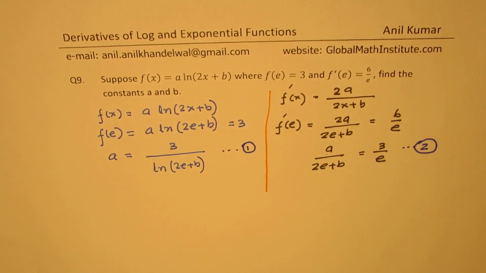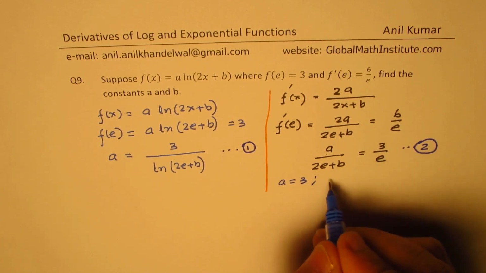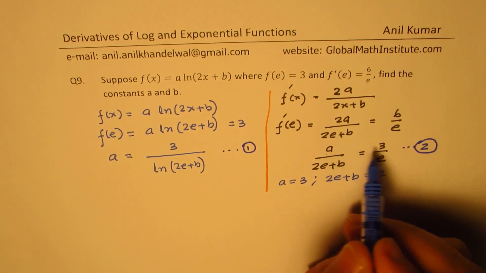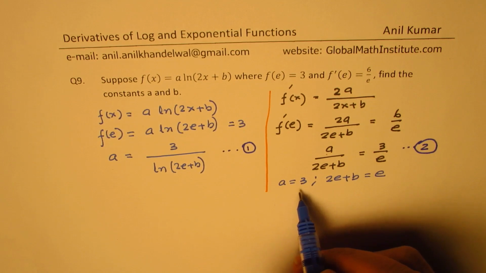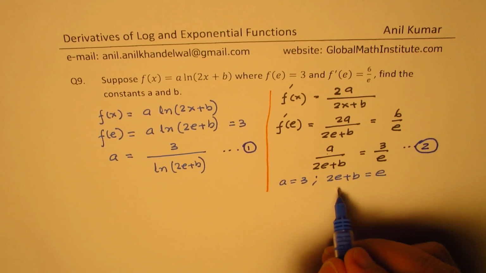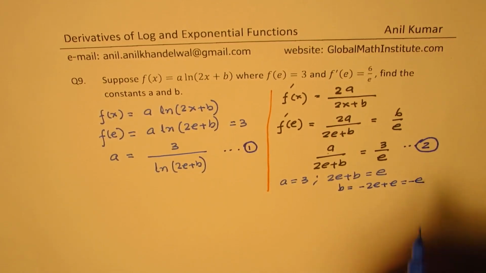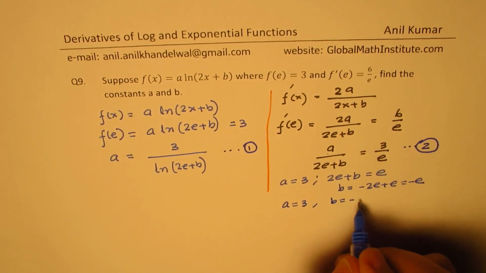So from here, we could write down that a equals 3, and then 2e + b equals e. Do you see that? We equated numerators and denominators to get our two different equations. So if a is 3, then 2e + b is e. Let's solve for b now. So b equals -2e + e, which is -e. So we have a solution: a equals 3 and b equals -e.